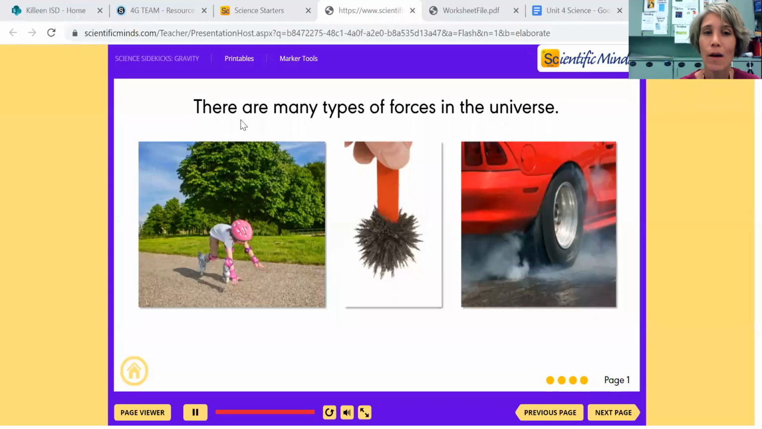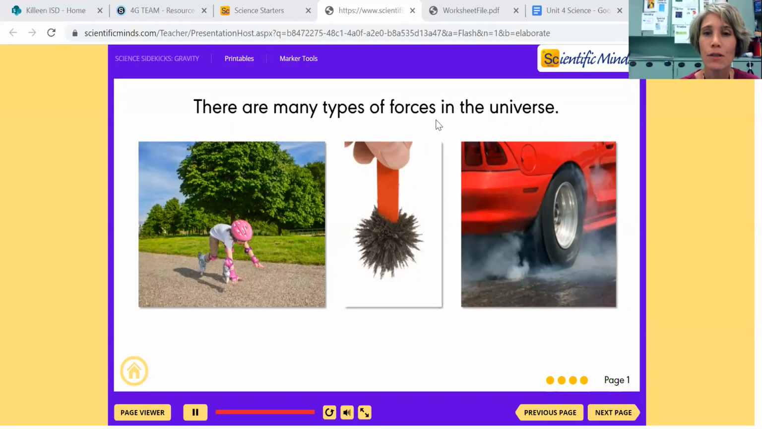Hello, Mrs. Raymond here in the Science Corner this week, and we have been studying force. Our TEAC 4.6D says, I can investigate the effects of force on an object. And today we're going to be studying a force called gravity.